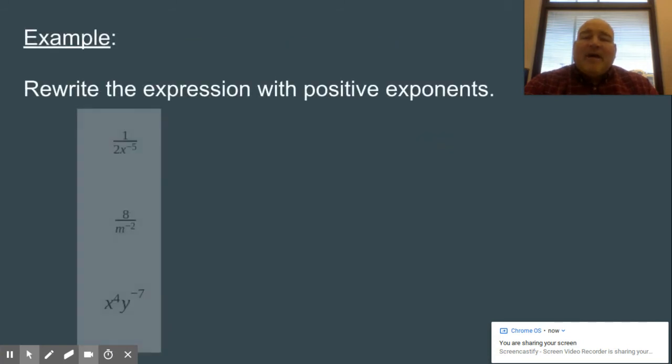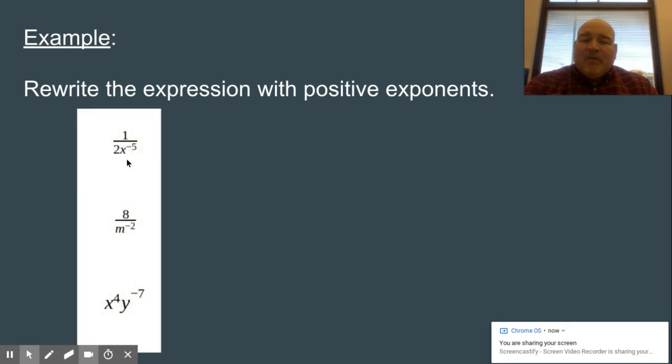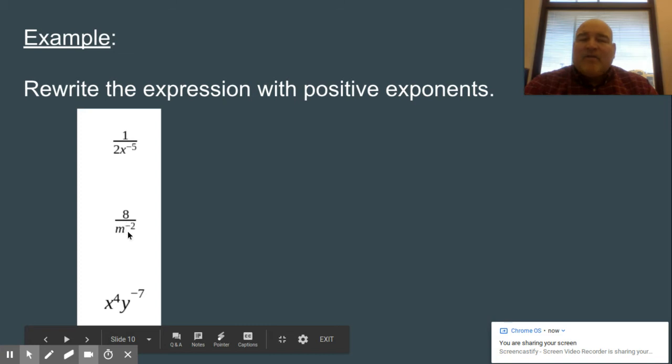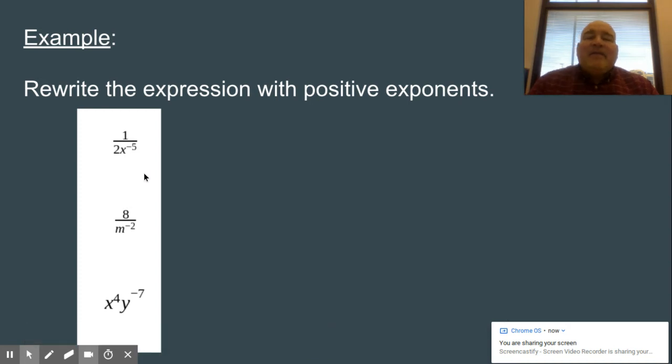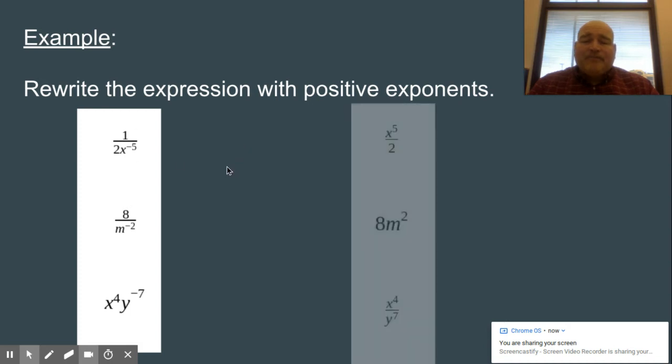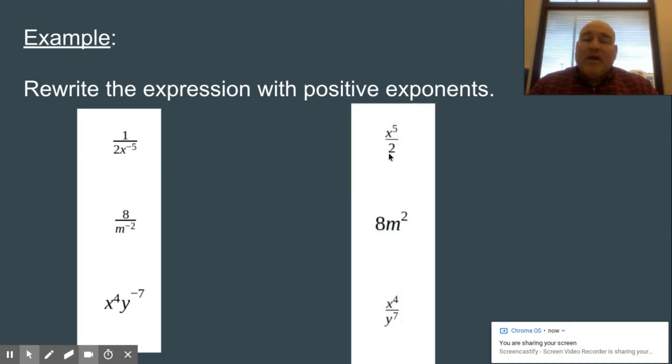Rewrite the expression with positive exponents. 3 different problems here. 1 over 2x to the negative 5th, 8 over m to the negative 2nd, and x to the 4th, y to the negative 7th. Anything with a negative exponent flips. If it's in the denominator, it flips up. So our first answer would be x to the 5th squared. Notice the 2 doesn't flip because 2 is not to a negative power.